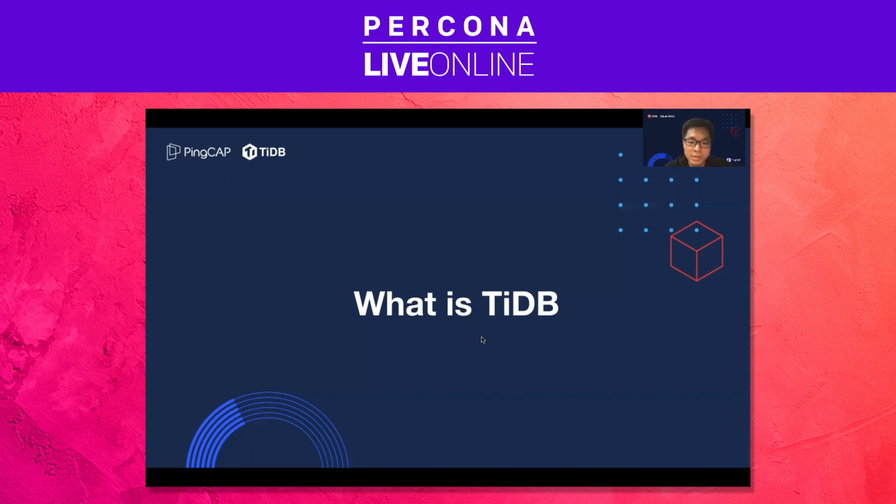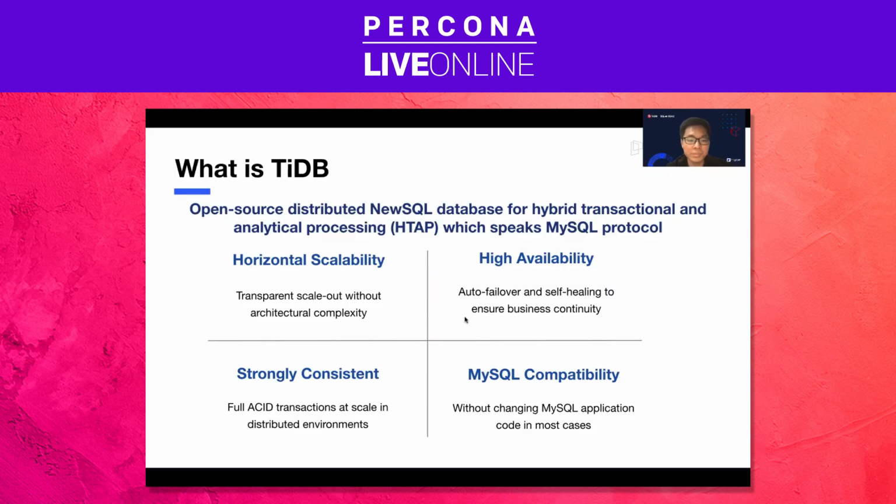Fortunately, databases nowadays have some approaches to solve geographic problems. Our distributed database system, TiDB, also has some solutions. Before digging into the solution, let me introduce TiDB first. TiDB is an open source distributed NewSQL database. It is capable of hybrid transactional and analytical processing, aka HTAP, and TiDB speaks the MySQL protocol.